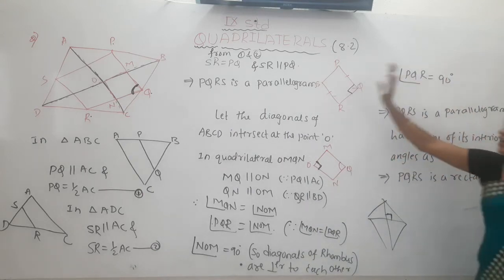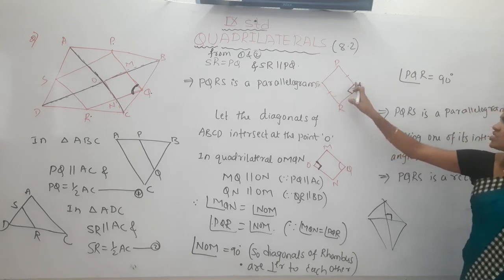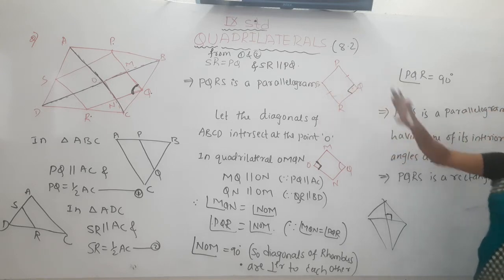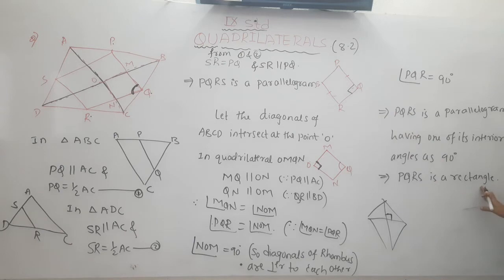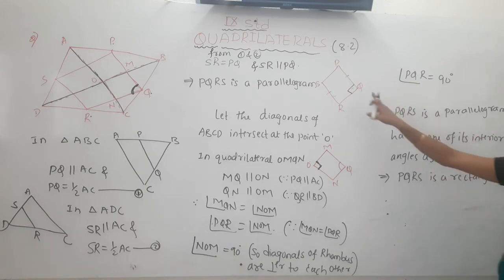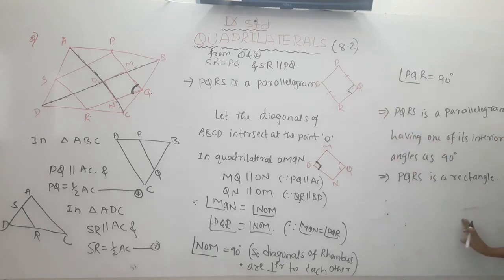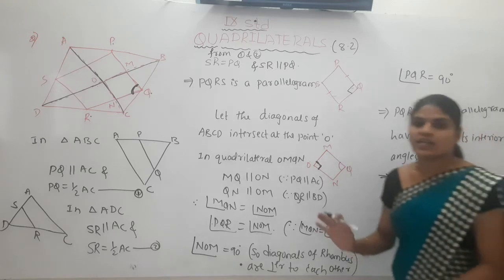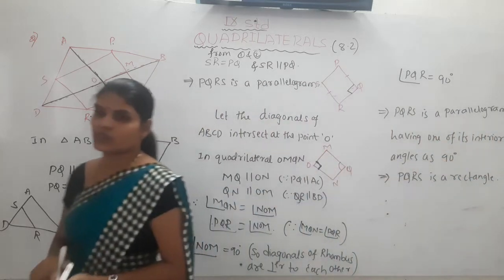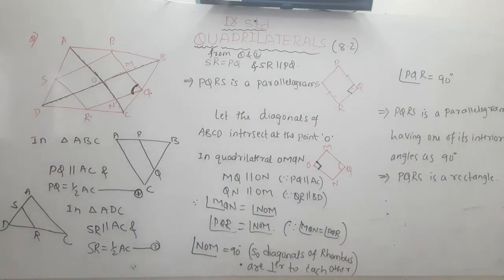Yes, your parallelogram with one of its interior angles as 90 degrees becomes a rectangle. PQRS is a parallelogram having one of its interior angles as 90 degrees. So here the interior angle Q is 90 degrees. So automatically your PQRS is a rectangle. This is the proof. Just pause the video and take it.